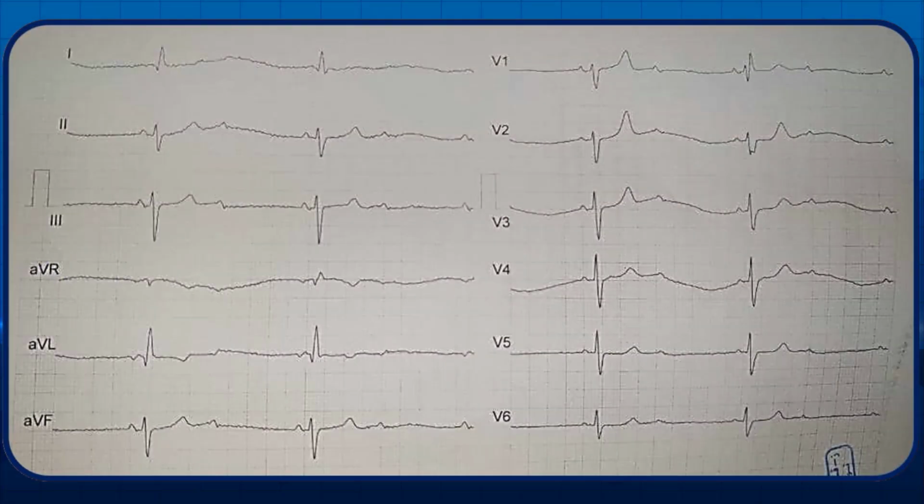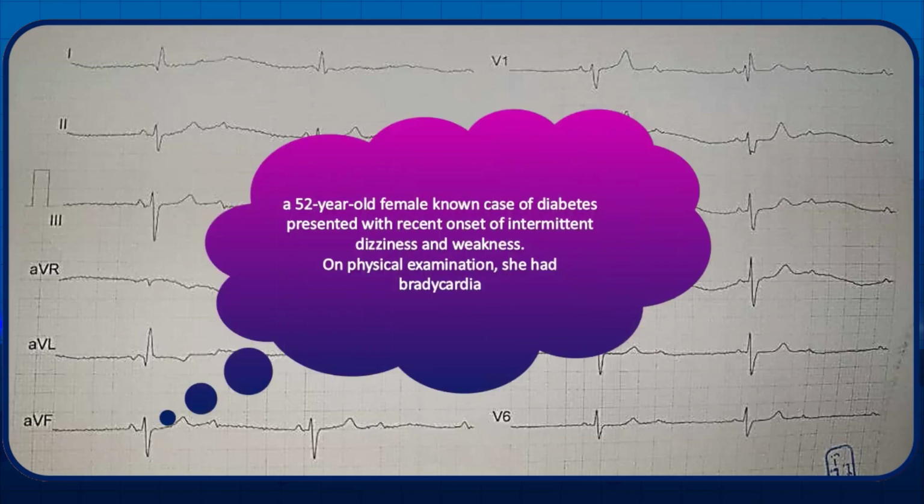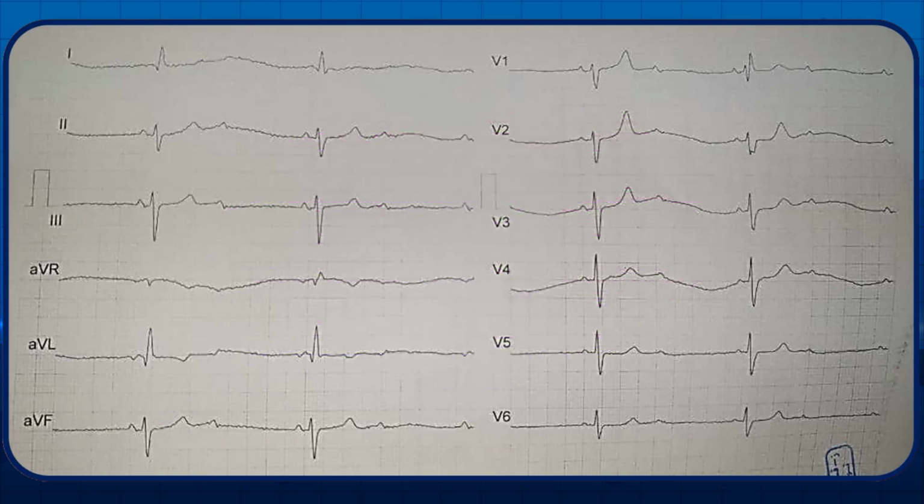This is our today's electrocardiogram, taken from a 52-year-old female, known case of diabetes, presented to the emergency department with recent onset of dizziness and weakness. On physical examination, she had bradycardia. An EKG was obtained. What do you think about this tracing?